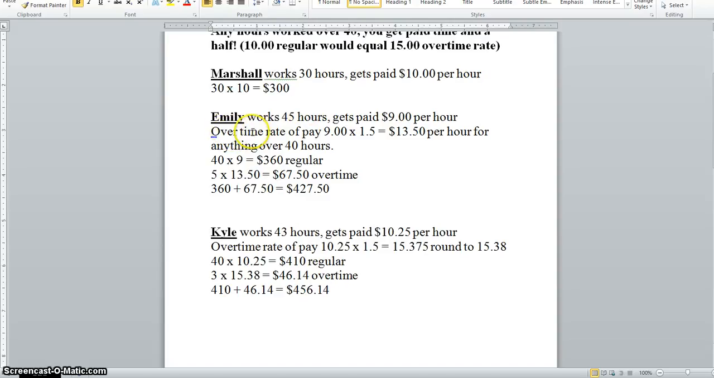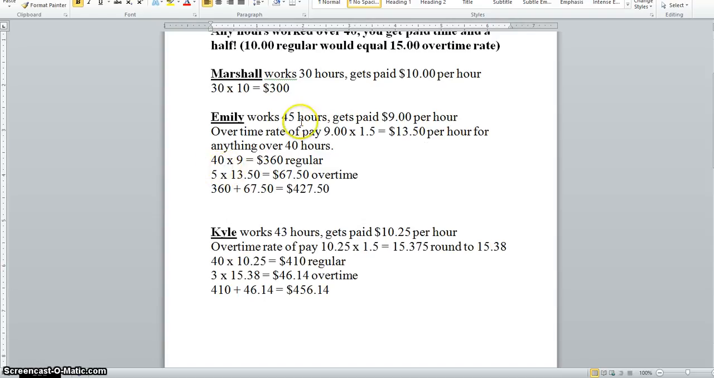Then we have Emily. She worked 45 hours and she gets paid $9 per hour. We just learned that anything over 40 hours she's going to get overtime, so we have to figure out her overtime rate of pay. So to do that, we just take her rate of pay $9 times 1.5, that's time plus the half, and her overtime rate of pay then is $13.50 per hour.